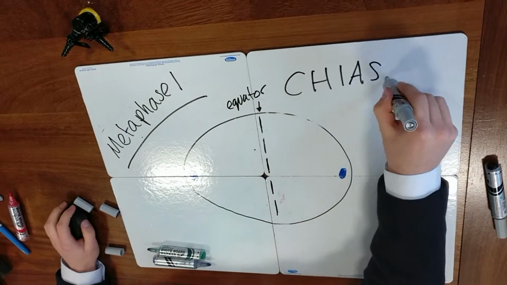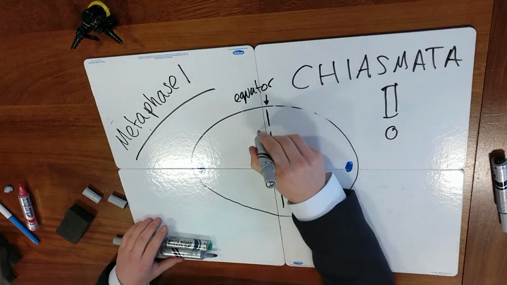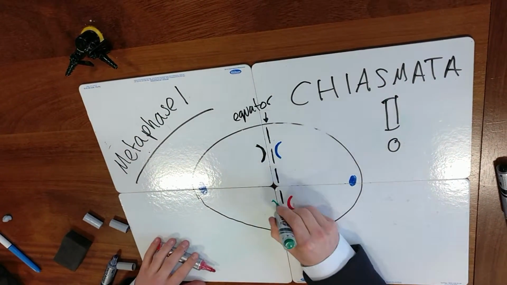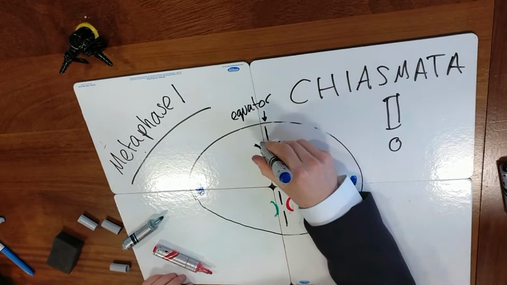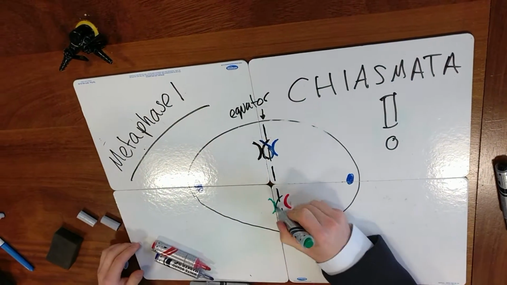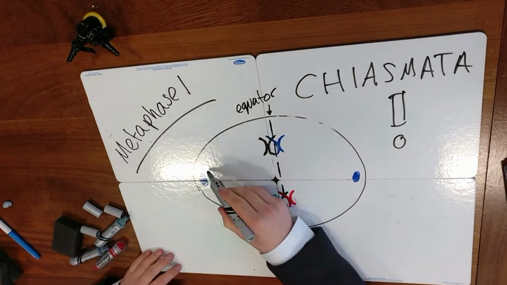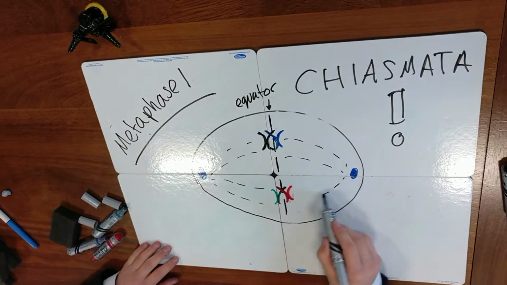To create genetic variation, something called chiasmata are created. This is where limbs of separate chromosomes cross over and swap some genetic information. The spindle fibers from each centriole then attach to the centromere of each chromosome.